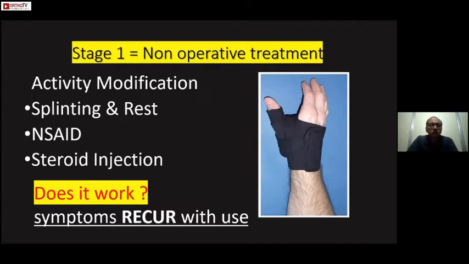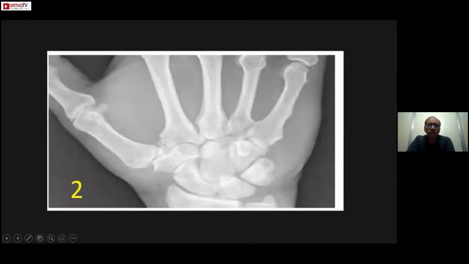They require splinting and rest, and they require appropriate doses of anti-inflammatory drugs. Occasionally, steroid injections can be tried. I don't use it. Does it work? It generally doesn't. Patients, they are ladies, they generally keep on doing household work, and the symptoms will recur with use. Now, grade 2, you'll always have a slight reduction in the joint space.